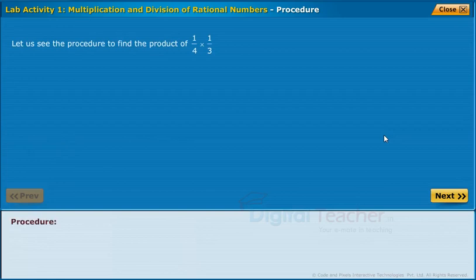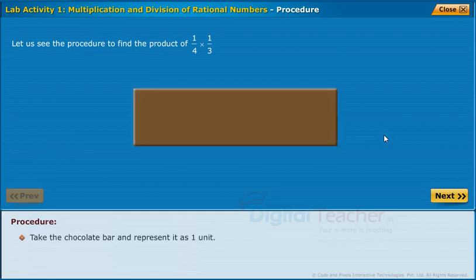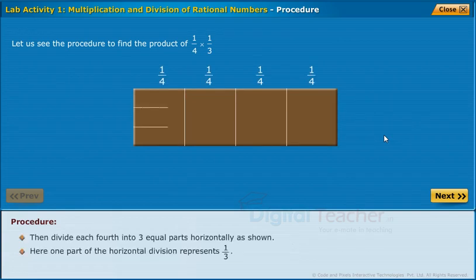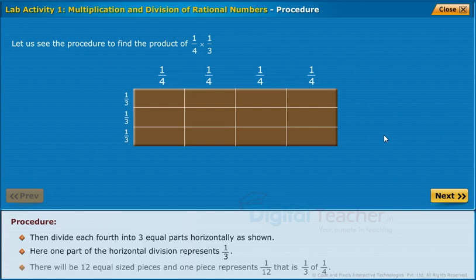Let us see the procedure to find the product of 1/4 and 1/3. Take the chocolate bar and represent it as one unit. Divide the bar into 4 equal parts vertically. One part of it represents 1/4. Then divide each fourth into 3 equal parts horizontally as shown. Here, one part of the horizontal division represents 1/3. There will be 12 equal-sized pieces and one piece represents 1/12, that is 1/3 of 1/4.